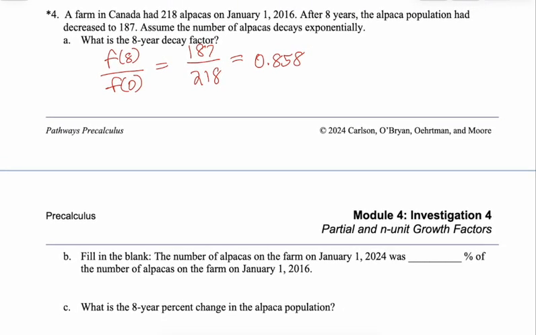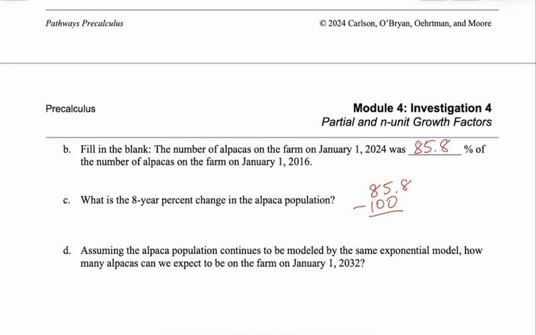For B, it says the number of alpacas on the farm was what percent of the start at 2016. We'll just change that into a percent, so it's 85.8%. Now, what is the 8-year percent change in the alpacas? Well, if we take 85.8 and subtract 100%, we're checking how it changed from its original spot, which we always call 100%. We get negative 14.2%.